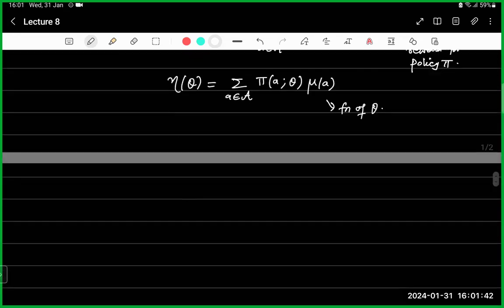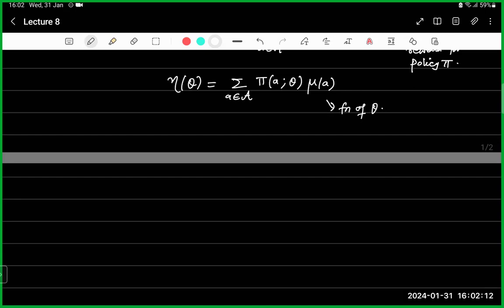But what is one issue we'll face if we try to optimize this function? Do we know mu of A? We don't know mu of A, right? So that is a limitation for us. If we know mu of A as some function of A, then we can just do a simple maximization for this problem, and we'll get the best policy. But what we don't know is mu of A.